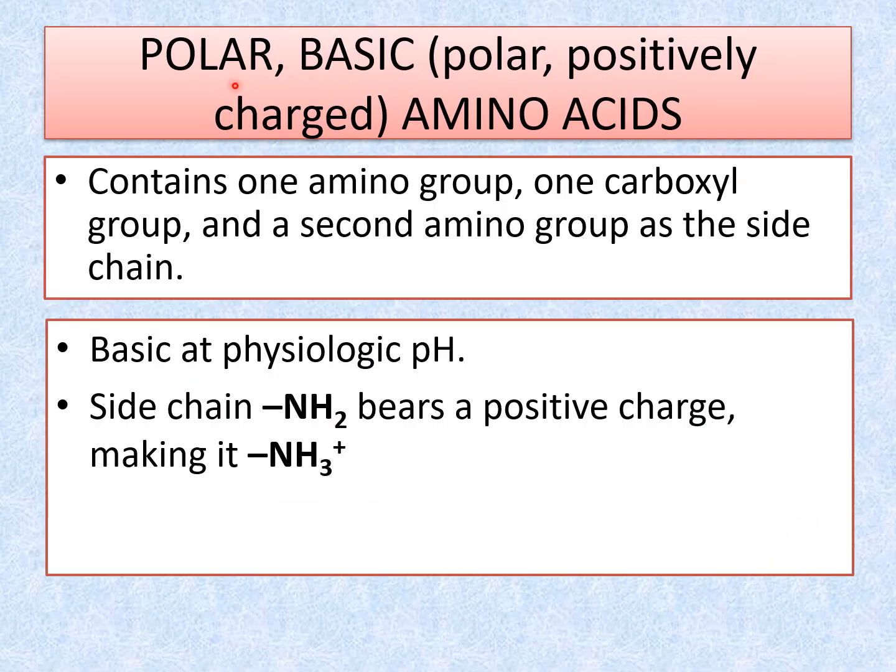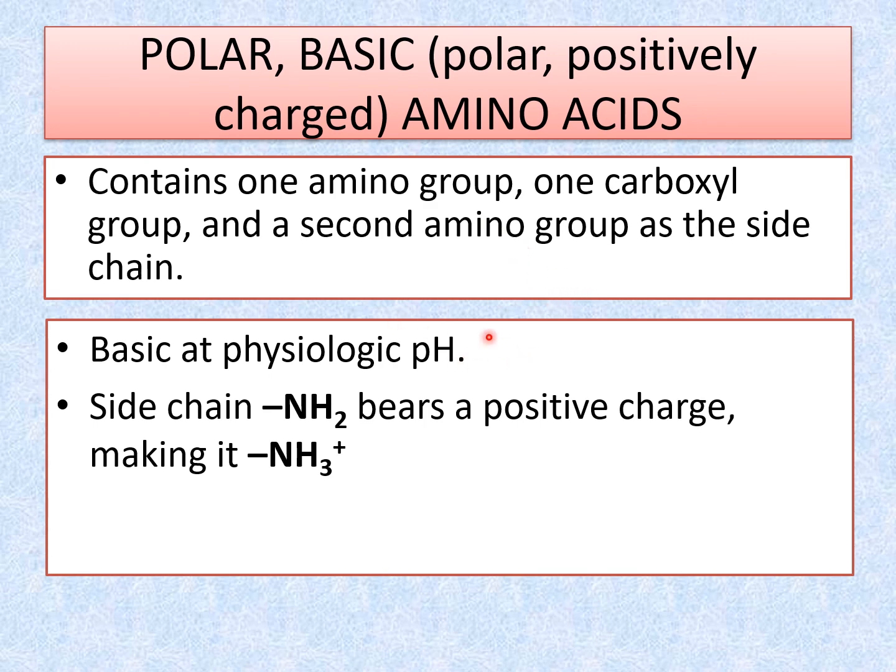So we're down to the polar basic amino acids. The side chain basically is positively charged. The polar basic amino acids have one amino group, one carboxyl group, and a second amino group as the side chain. And we all know that in physiologic pH, the amino groups usually accept protons, right? They become positively charged.